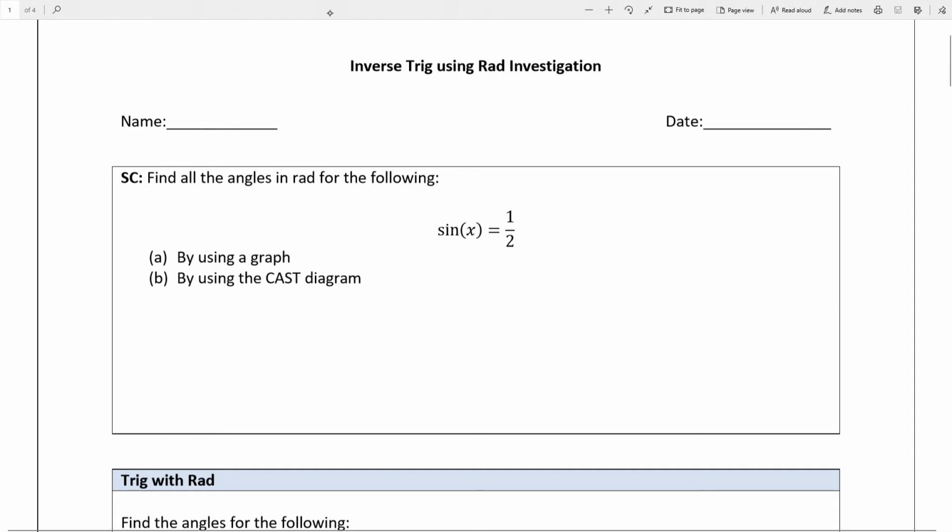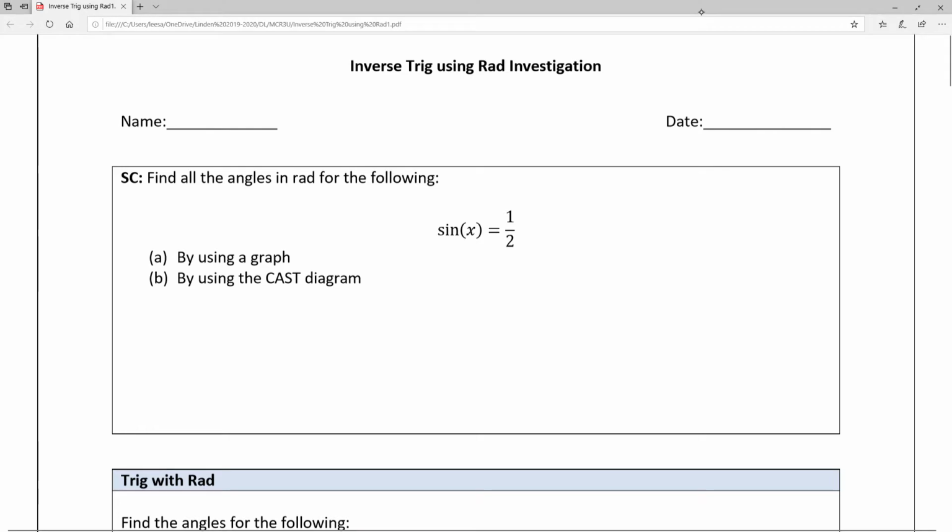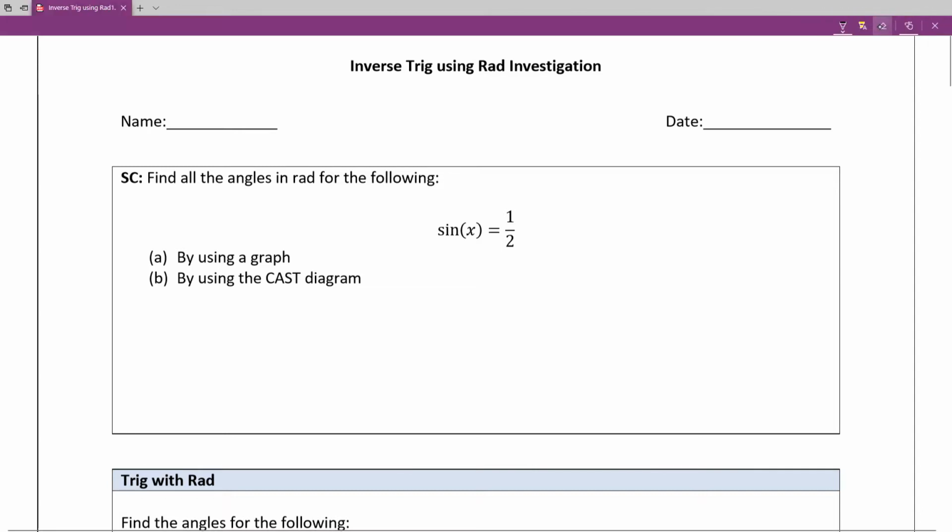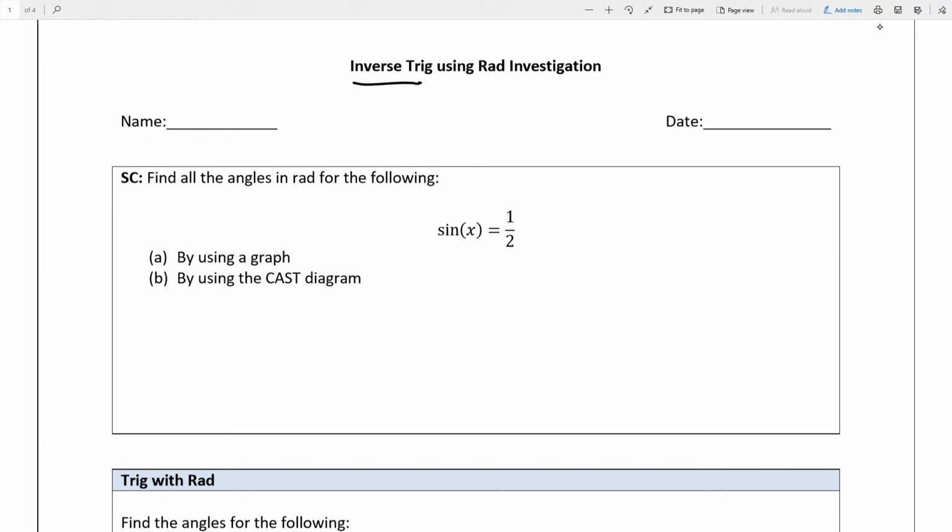Hello everybody. In this video we're going to find the angle in inverse trig functions in radians. So we've already done degrees, where we find the angle using the inverse trig function, but now we're going to find it using radians. So again, at the end of the lesson you should be able to complete the success criteria.